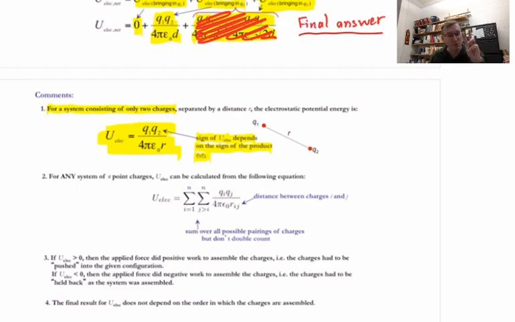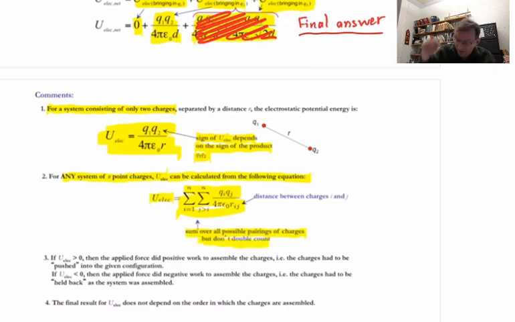Now that's if you have two particles. If you have a system with any number of point charges, like n of them, the most straightforward way, I think, to calculate the total stored electrical energy, U elect, I've written out here mathematically. It looks more complicated than it really is. Here's what it says to do. Sum over all possible pairings of charge, and don't double count them.